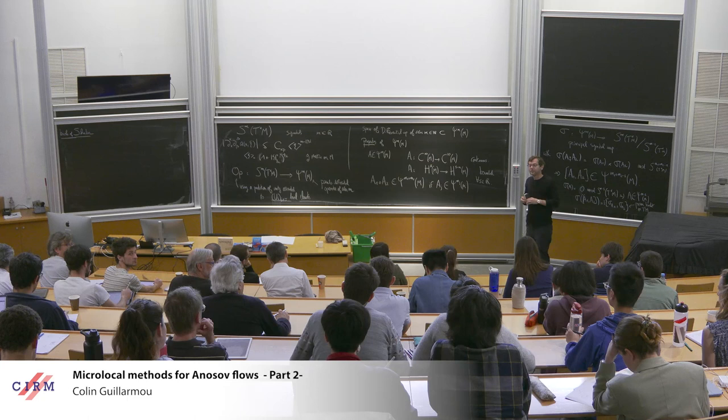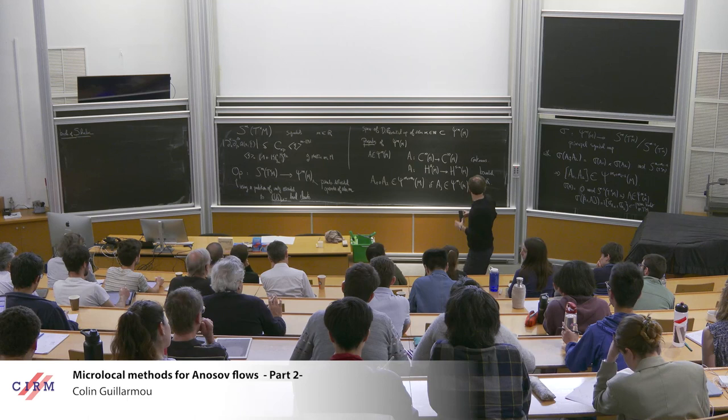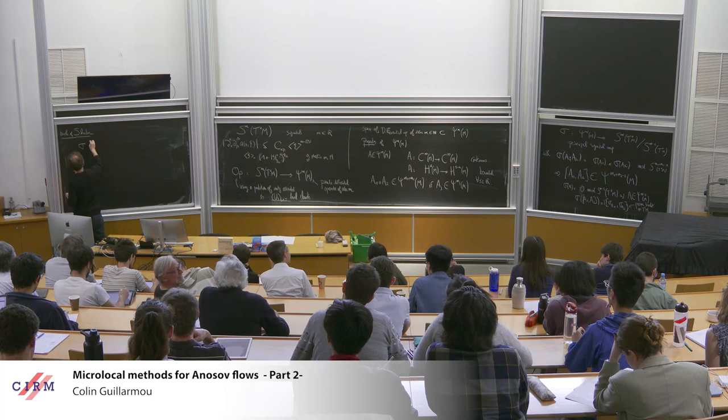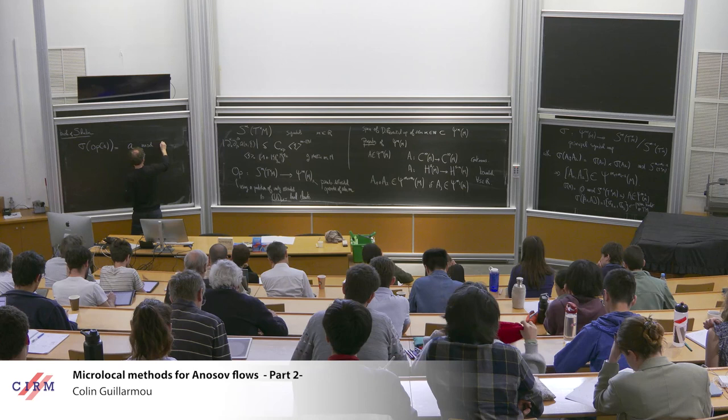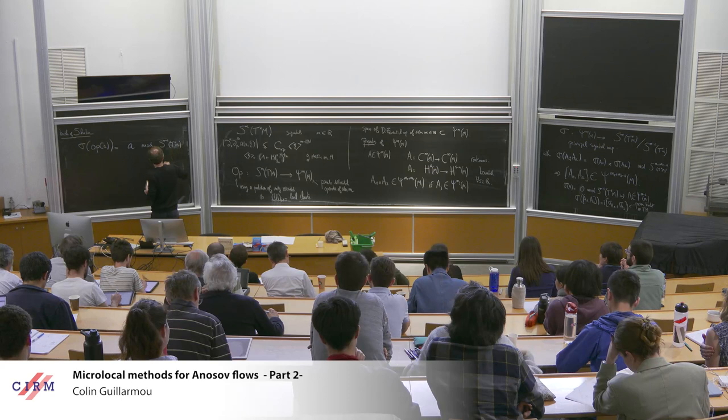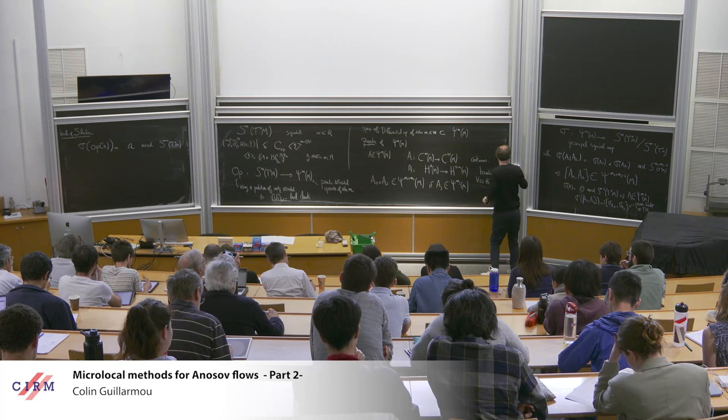Sorry? It's the inverse, I mean the symbol of A is A. Yes, I should add that the symbol of op of A is A modulo, is the class of A somehow. So A mod S^{m-1}. Okay, so these are all the properties, and once we have this, we can start to do a lot of things, actually.